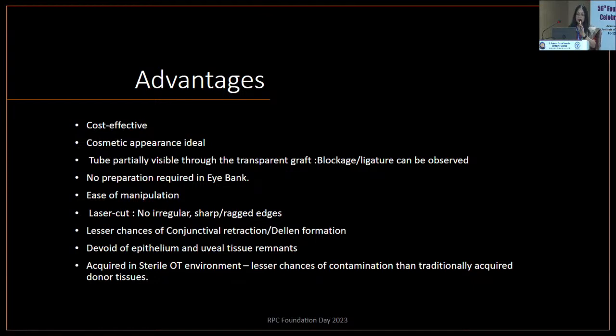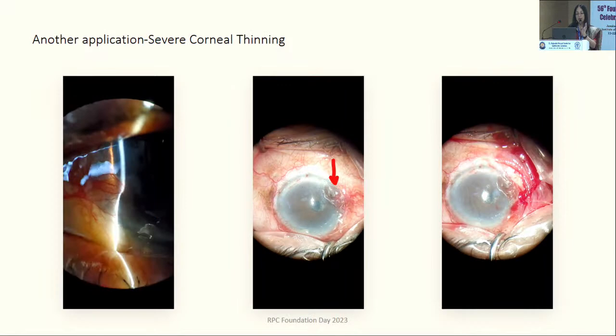There was no preparation required in the eye bank. It was very easy to manipulate. Laser cut, so there was no irregularity, no sharp or ragged edges. There were lesser chances of conjunctival retraction or Dellen formation. Devoid of epithelium and uveal tissue remnants, so the tissue reaction was much less. And it was acquired in a sterile OT environment, so there was lesser chance of contamination than traditionally acquired donor tissue. So it really worked well.